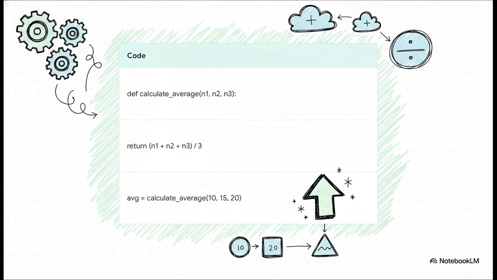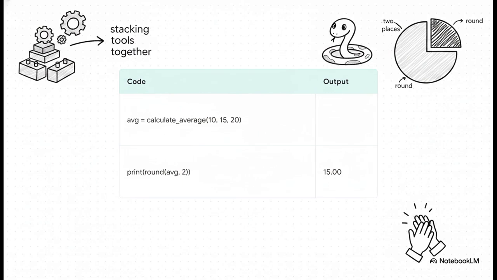Look at the exact syntax here. We define calculate average with 3 distinct parameters, n1, n2, and n3. We add them up safely in parentheses, divide by 3, and then, using our new superpower, we return that calculated value. Oh, and here's a quick bonus tip.